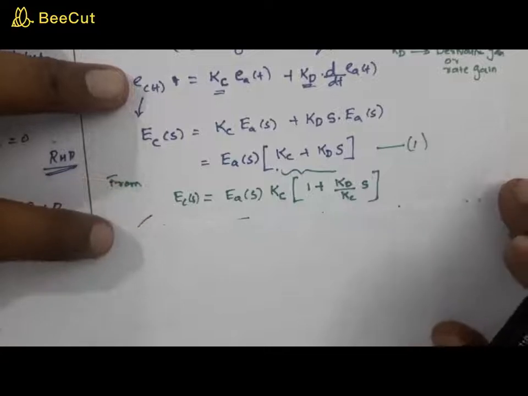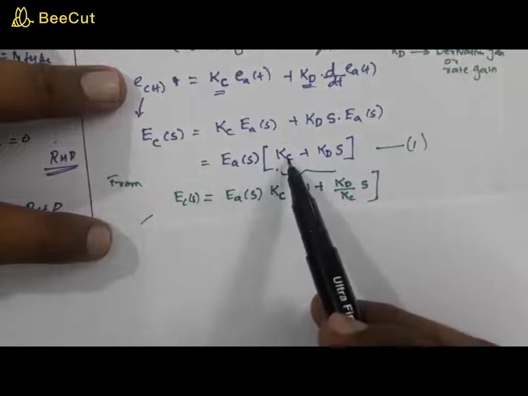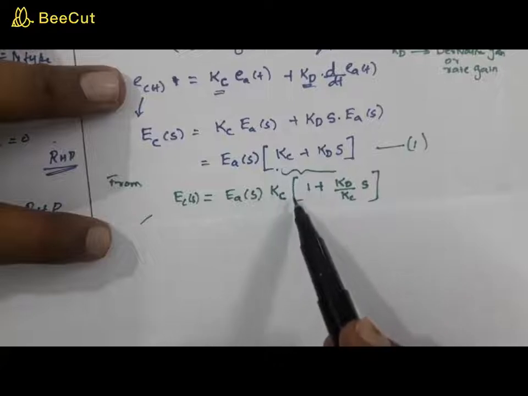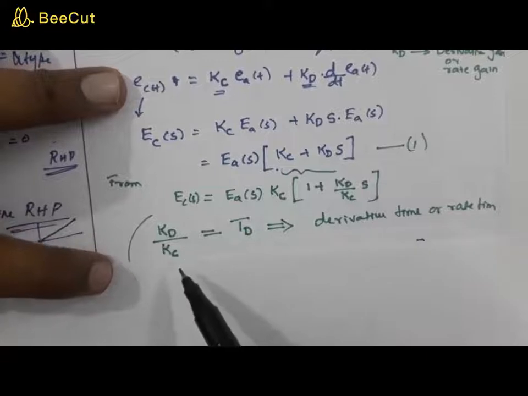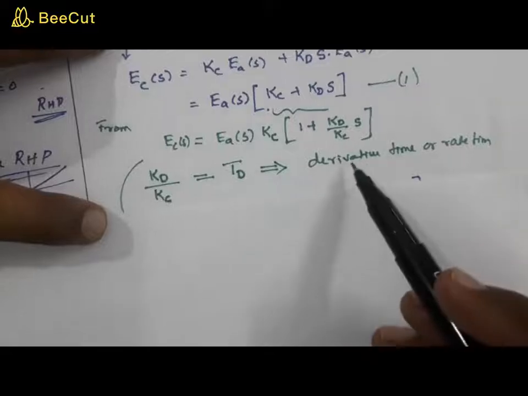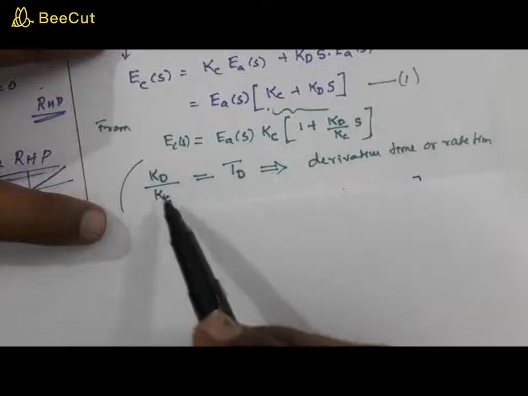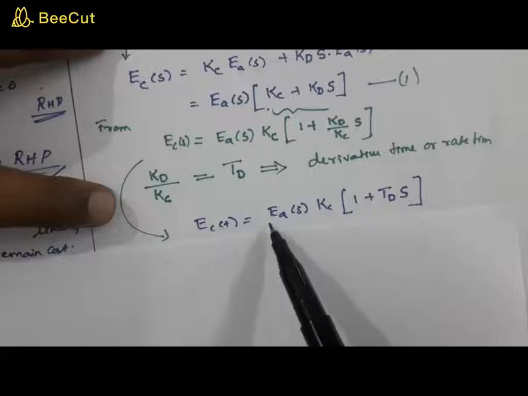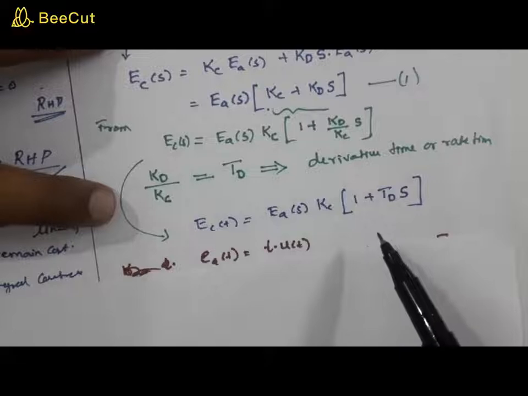Now from this equation you can do a manipulation by taking Kc outside. So this becomes EA of s into Kc into 1 plus Kd by Kc into s, where Kd by Kc is designated as capital Td, which is called the derivative time or the rate time. It has the dimension of time. So you can rewrite that equation as EC of s is equal to EA of s into Kc into the whole of 1 plus Td s.